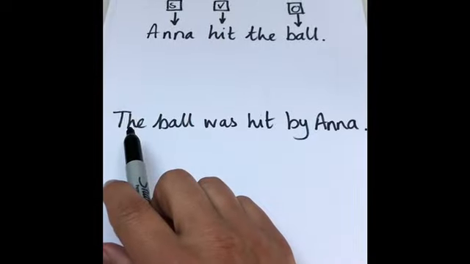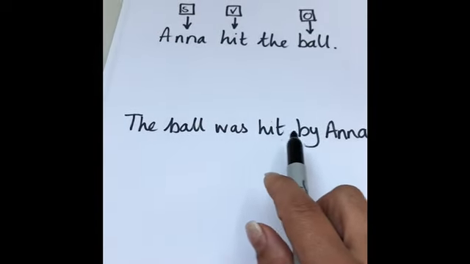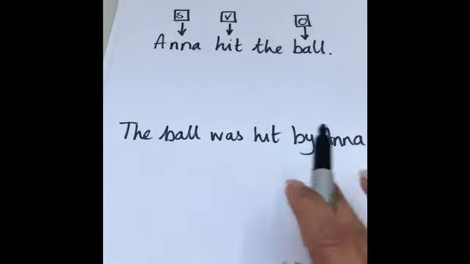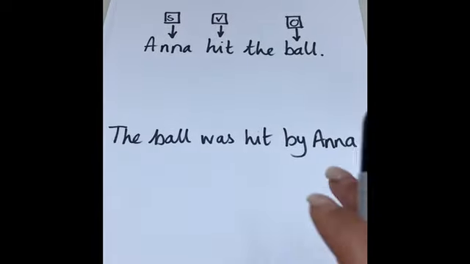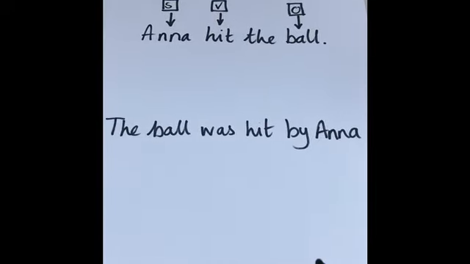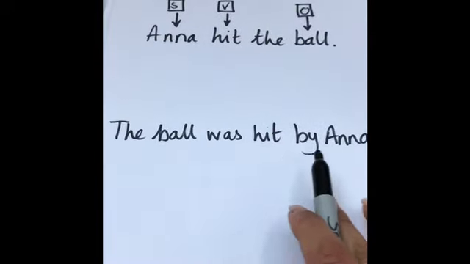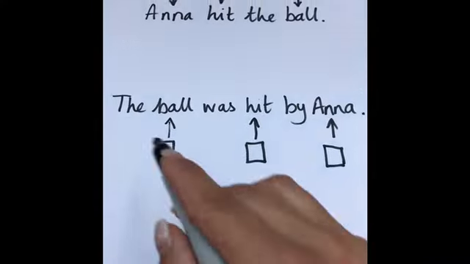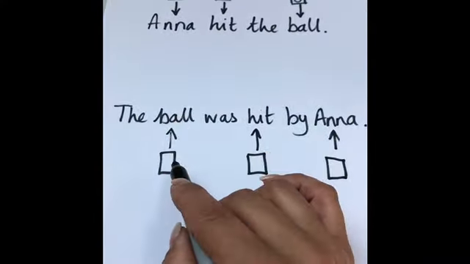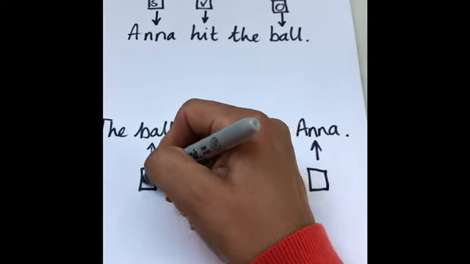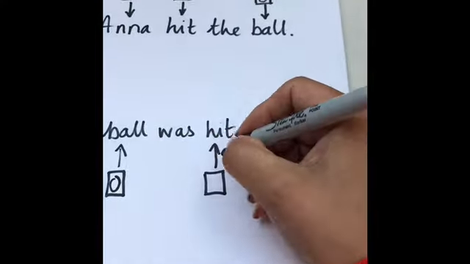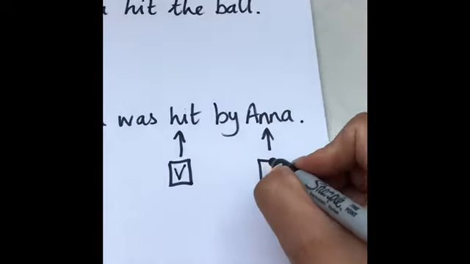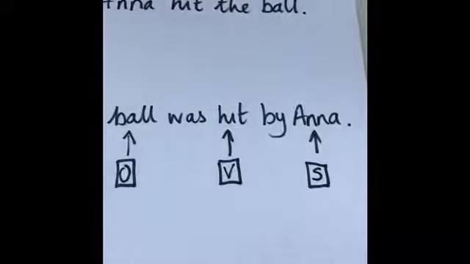Written is the ball was hit by Anna. Next challenge in this is can you find the subject, the verb and the object and label them in this sentence. Have a go. So what you should have done is labelled the ball as the object. Hit is the action, it's still the verb, and Anna is still the subject.